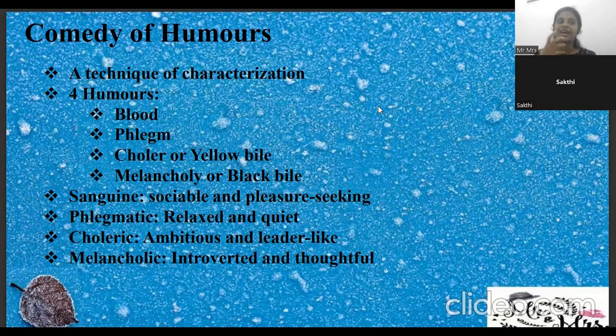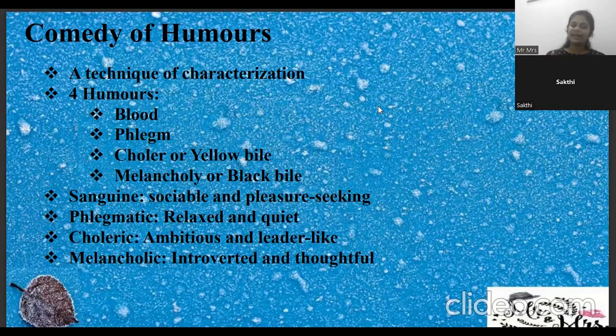Okay, a theoretical technique of characterization. And this is something he introduced in his work, Every Man in His Humor. In that particular work, he has given a detailed description of this technique. Like I'm saying, Shakti is a sanguine person, then Shakti is dominant with blood, a sociable and pleasure-seeking person.